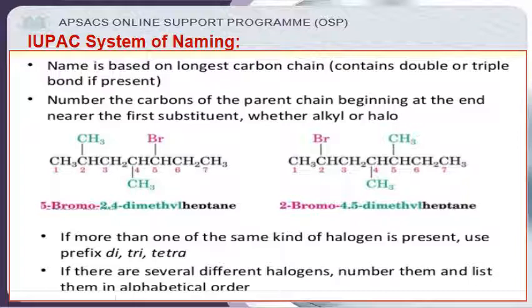The third rule: if more than one of the same kind of halogen is present, use the prefixes di, tri and tetra. The fourth rule: if there are several different halogens, number them and list them in alphabetical order, as we told you here.